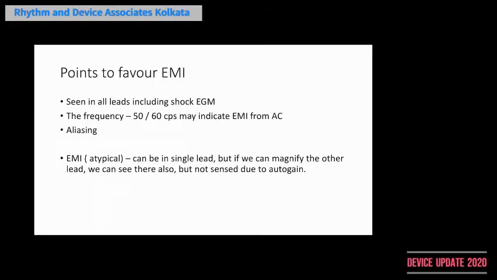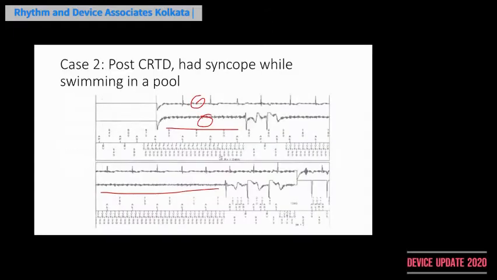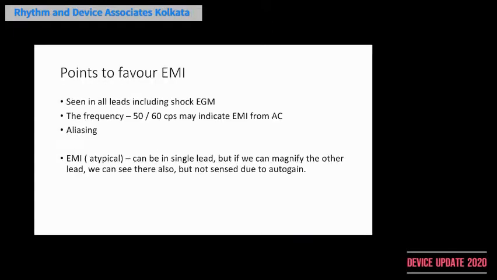And also you have this waxing and waning pattern, which is called aliasing. That also is a feature of an EMI. EMI usually is in all leads, but if you have one lead not showing EMI, you have to think of two things. One, very rarely it may not show. And secondly, it can be due to the autogain compensation, where that lead may have autogain values different from the other lead, so that it is not visible. If you magnify that, you can get it.